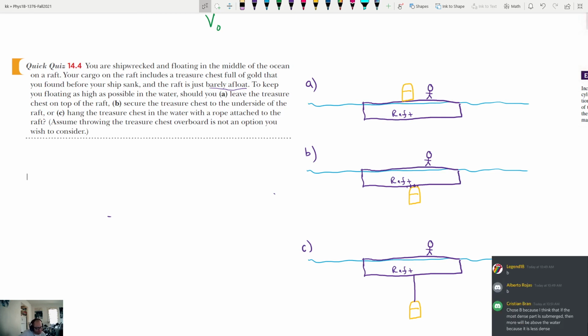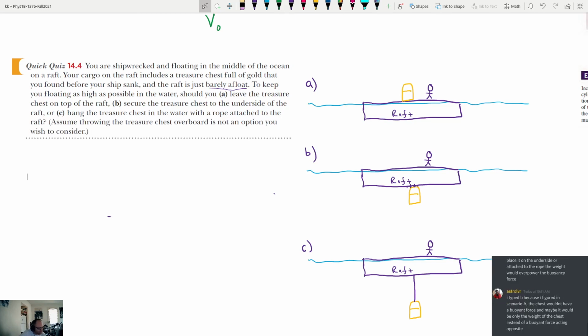Okay, Christian says, I chose B because I think that if the most dense part is submerged, then more will be above the water because it's less dense. Okay. I think you're a little bit on the right track when you say the more dense part submerged.